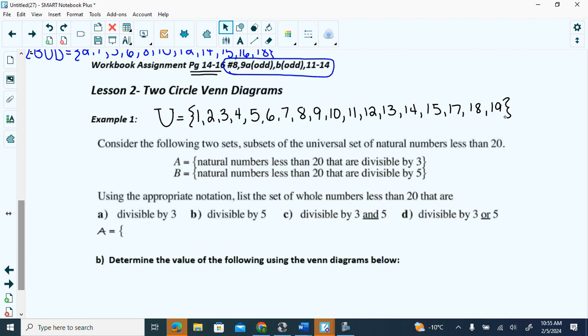The little squiggly brackets mean the set of, right? That means the set of numbers, and these are the numbers that are in that set: 1 to 19. So we consider the following two sets, subsets of the universal set of natural numbers less than 20. So A are the natural numbers less than 20 that are divisible by 3. Divisible by 3 means I put 3 in and I get out what kind of answer? Yeah, a whole number. I get out a natural number.